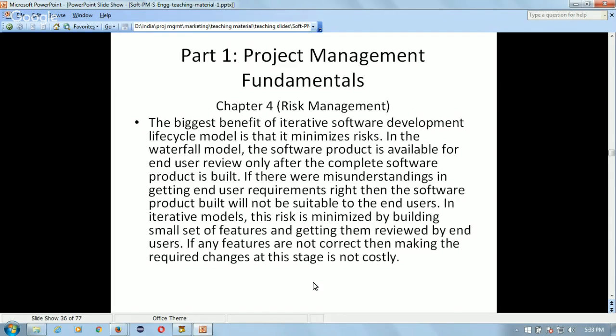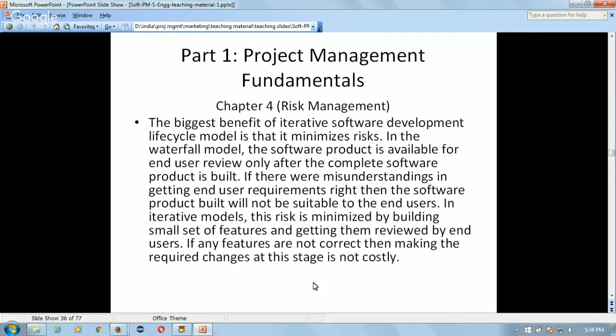If there were misunderstandings in getting end user requirements right, then the software product built will not be suitable to the end users. In iterative models, this risk is minimized by building a small set of features and getting them reviewed by end users. If any features are not correct, then making the required changes at this stage is not costly. So, how does the agile or iterative method of software development help in minimizing risk?